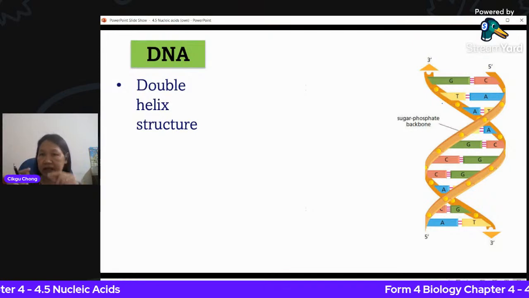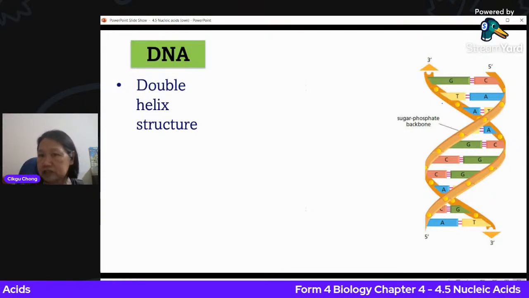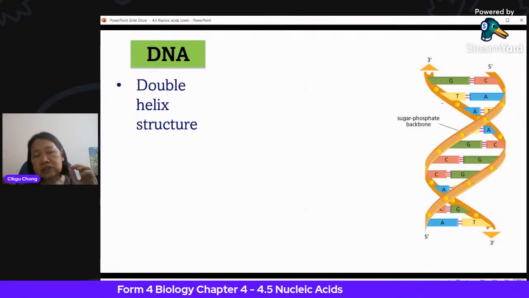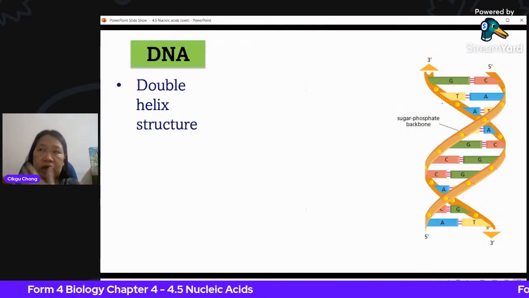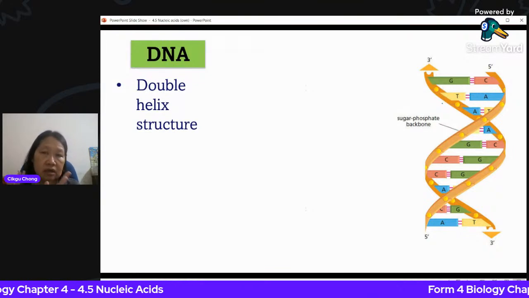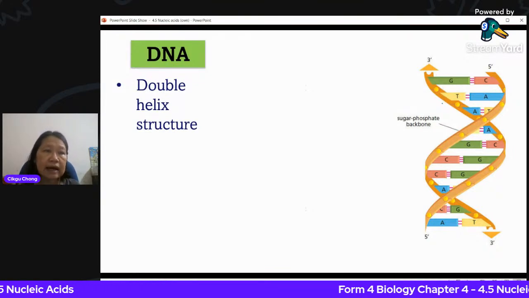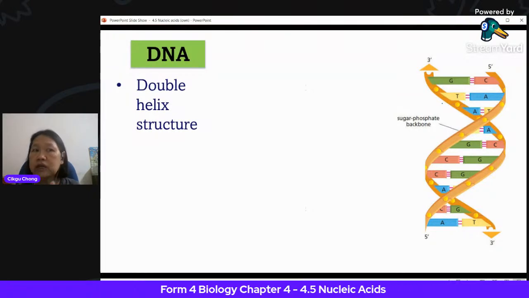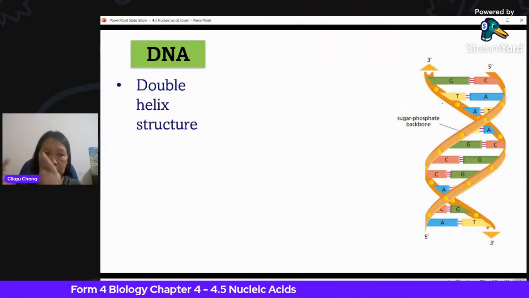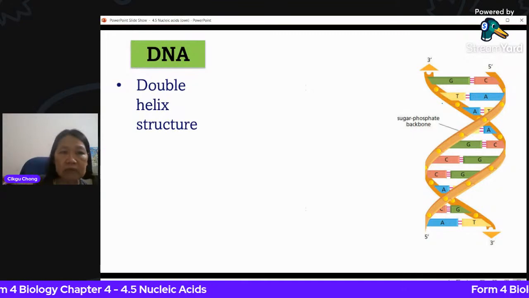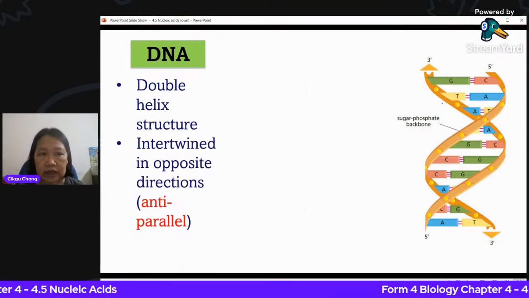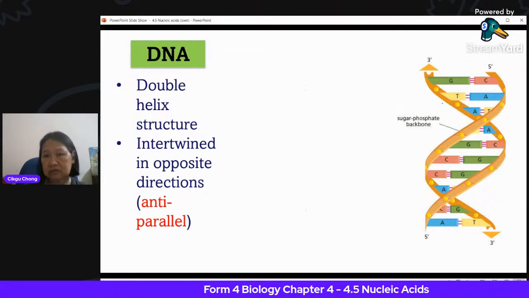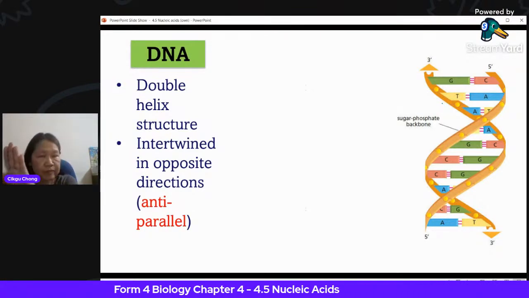Now look at the sugar phosphate backbone. It's like the ribbon there, right? And in between you'll find your G and your C, and your T and your A. So how do you want to describe the shape? Always use the correct term for it. It's called a double helix structure, made up of two polynucleotides intertwined, forming a double helix structure. They're intertwined in opposite directions, so we call it anti-parallel. That means it's not exactly a flip over to the other side.